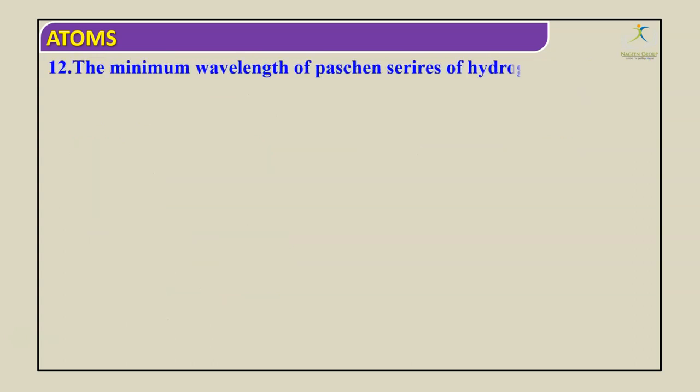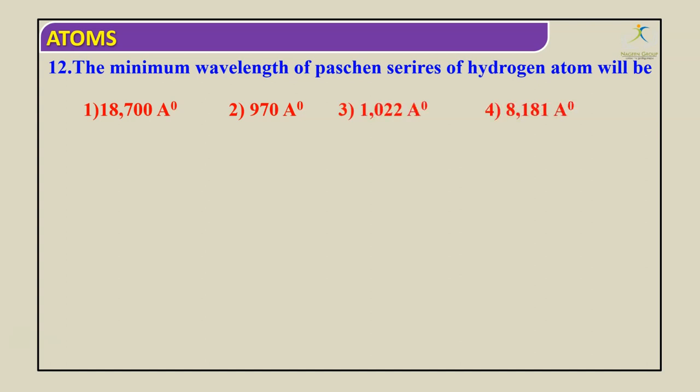12th question: the minimum wavelength of the Paschen series of a hydrogen atom will be 18,700 angstrom, 970 angstrom, 1022 angstrom, and 8181 angstrom.